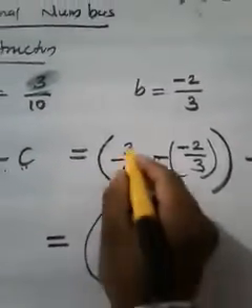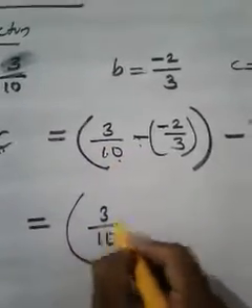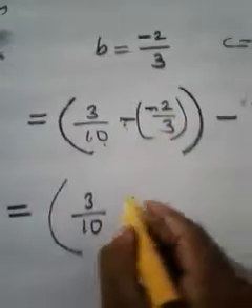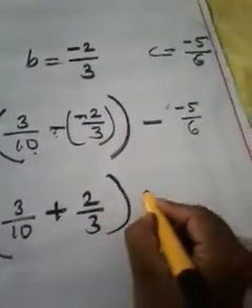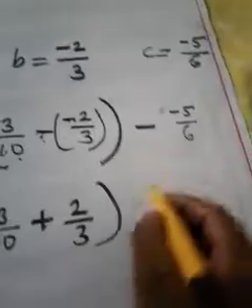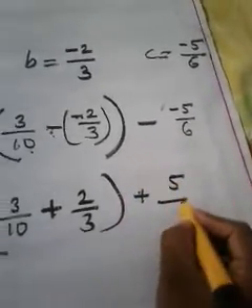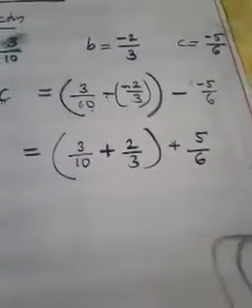Under the bracket, what is 3 by 10? See, both minus came together, no? So it becomes plus. Then what is remaining? 2 by 3. Then both minus came together, no? Again it becomes plus 5 by 6. You may have understood.